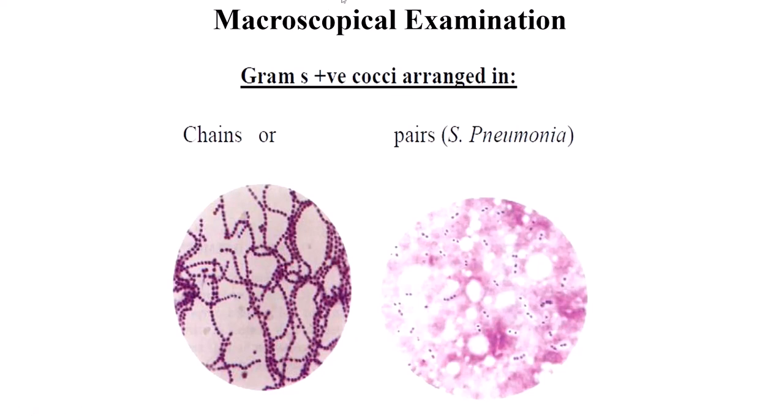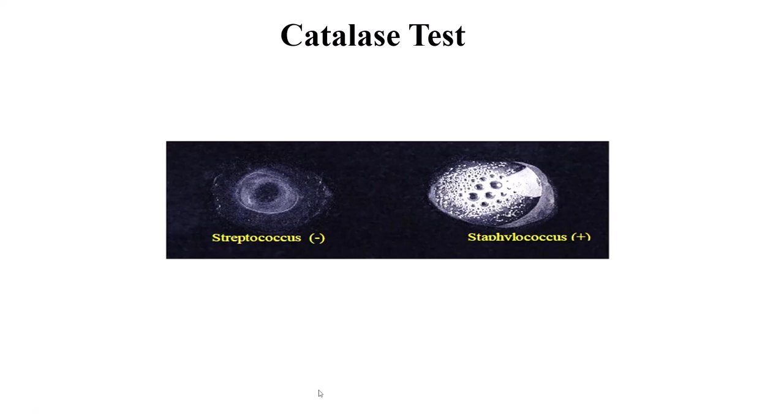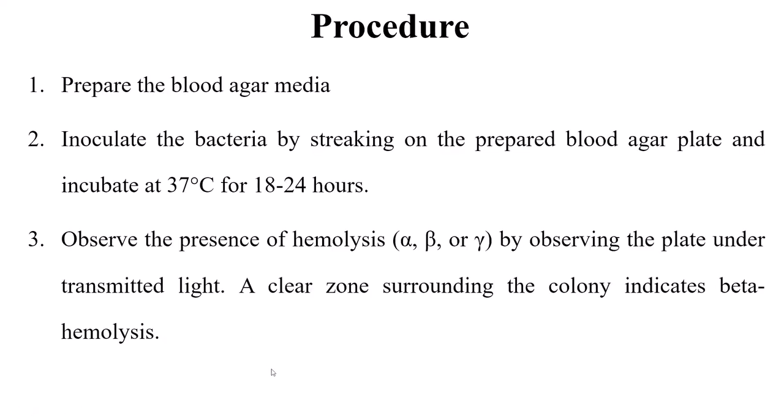As we said previously, in microscopic examination we see gram-positive cocci arranged in chains or pairs like this. Streptococcus pneumoniae is arranged in pairs like this. For the catalase test, if it is catalase positive, it will appear like this with bubbles. If it is catalase negative, there is no bubble.